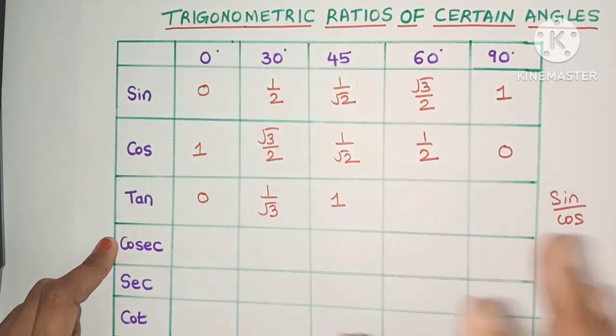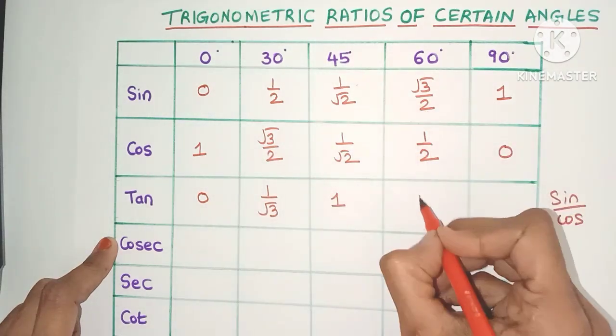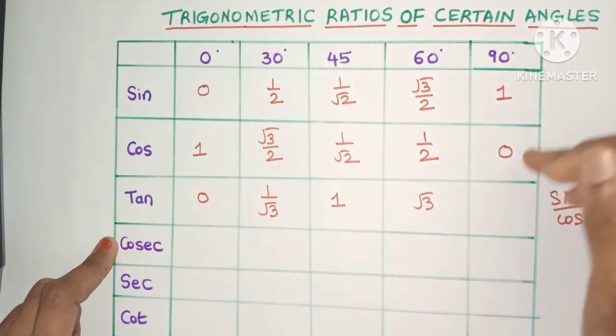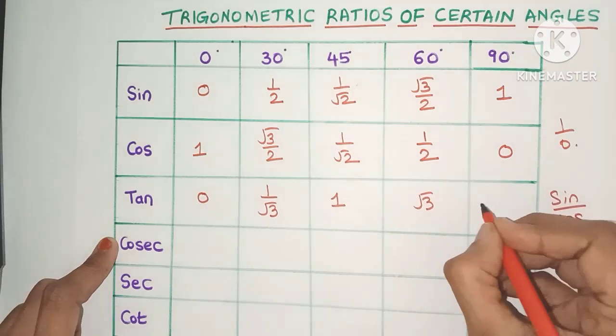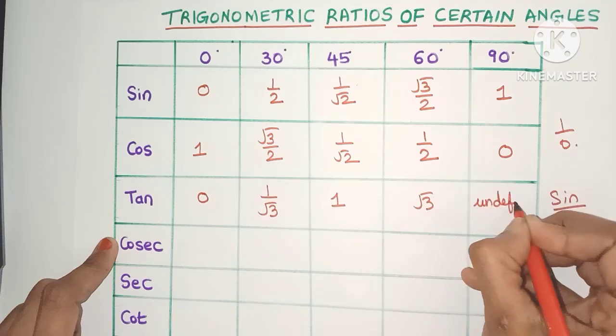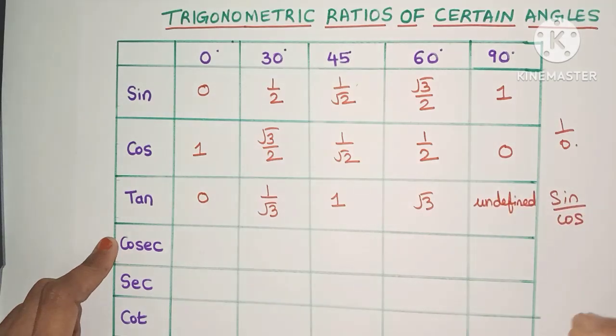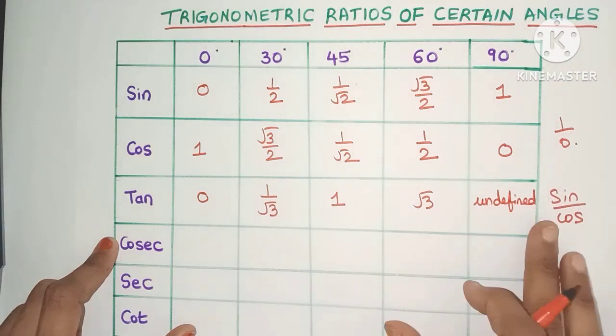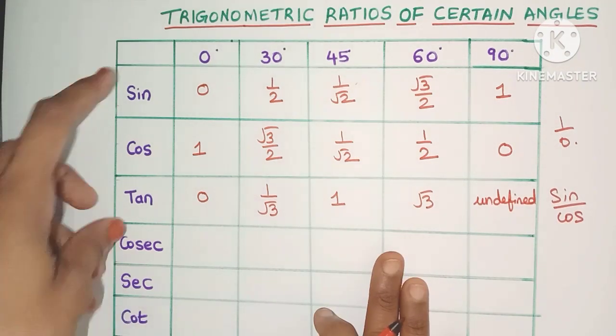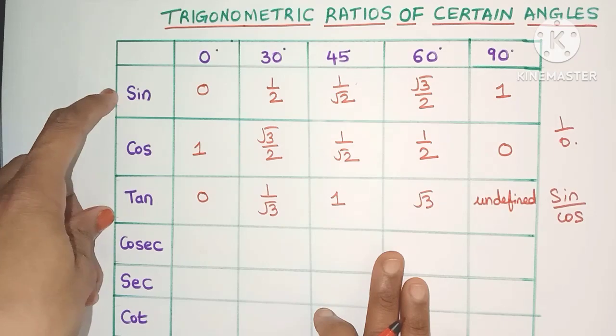It's one of the easiest ratios to remember. Tan 60 is root 3. Now tan 90, 1 divided by 0. Friends, we don't know what is 1 divided by 0. That's why we write it as undefined. Okay. Always remember, anything divided by 0, we don't know what is the answer. So we'll call it as undefined. Now, these three are very, very important, friends.